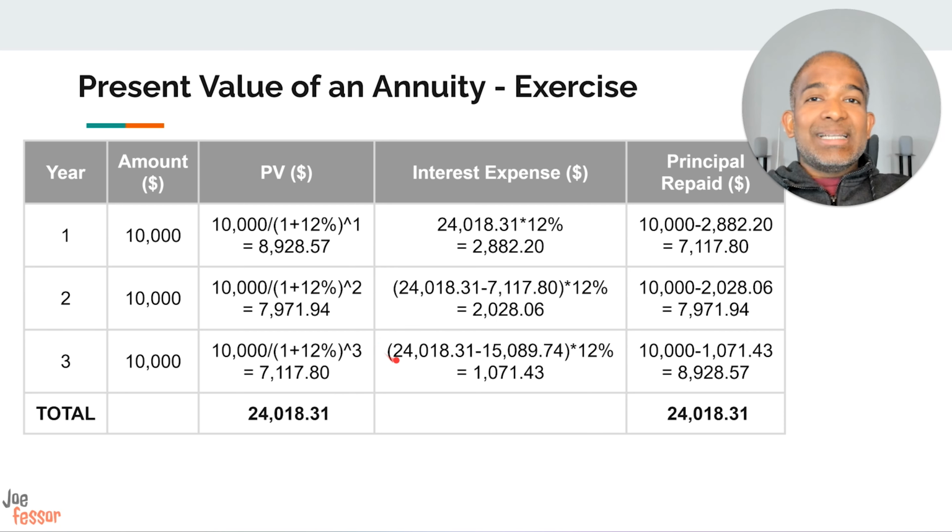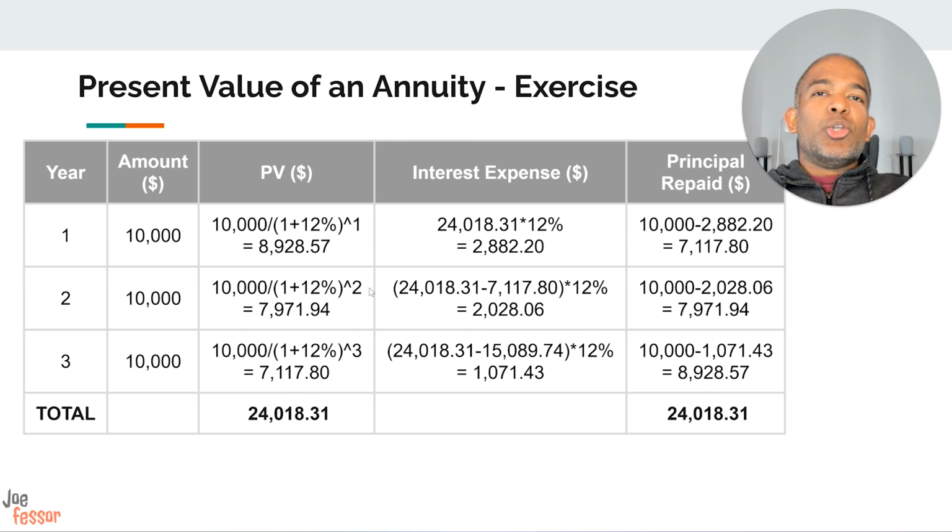Okay, and for year 3 we repeat the same process. Okay, now the outstanding debt is even further reduced, right? So 24,018, which is the PV, minus 15,089, which is the sum of the principal that has been repaid in year 1 and 2. Okay, so the interest expense for year 3 is only $1,071. The principal that is being repaid at year 3 is $10,000 minus the interest expense. That gives you $8,928.